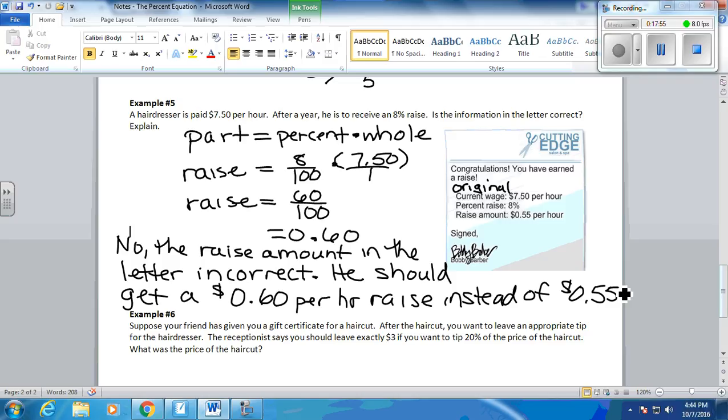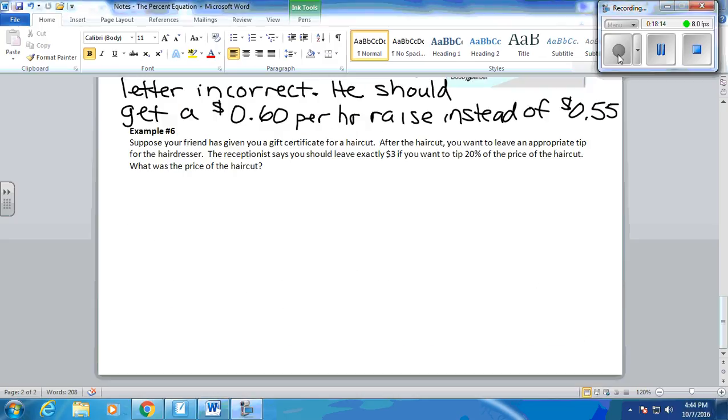Okay? I'm going to let you guys try number 6 on your own. Make sure you read it carefully. You need to decide which one is your part, which one is your percent, and which one is your whole. Once you figure out those, then you can set up your equation. I know I normally say that I'm going to have the question done by the time that you come back, but I really think it's important just to walk through this one.